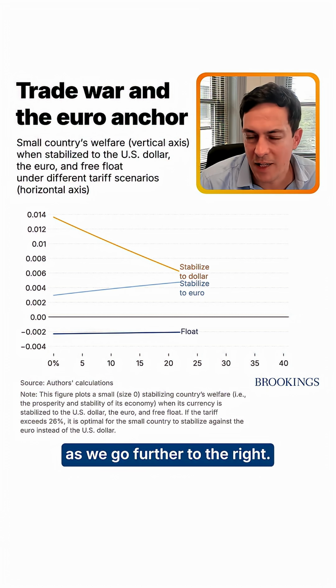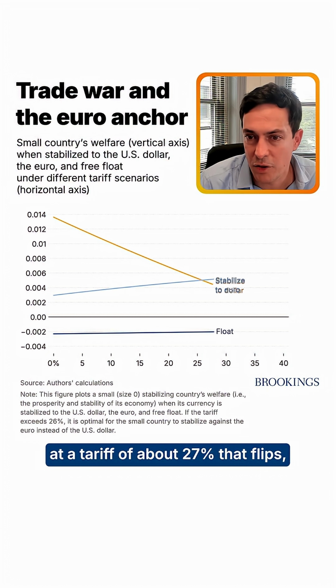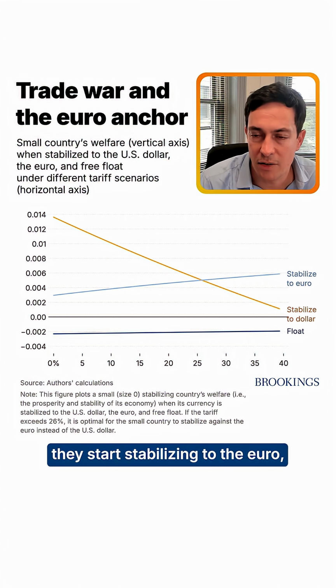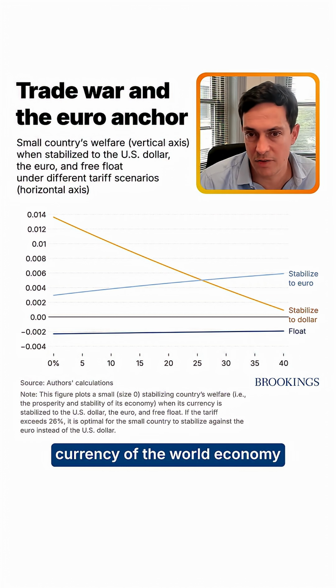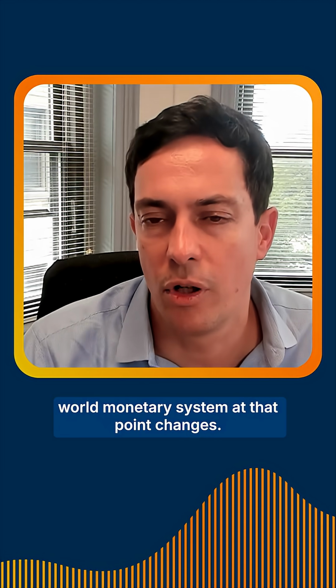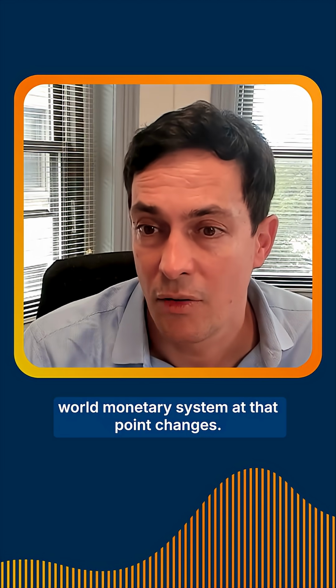As you go further to the right, at some point at a tariff of about 27%, that flips, and instead they start stabilizing to the euro, which becomes the new anchor currency of the world economy. So the entire structure of the world monetary system at that point changes.